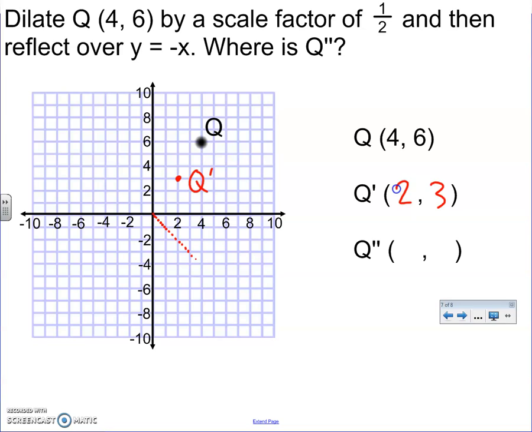You don't have to do the whole thing, just enough to reflect over. I'm going to count to the line in a way. So I'm going to go down 1, 2, 3, 4, 5. Then turning left 1, 2, 3, 4, 5. Here's my Q double prime. That is left 3, down 2. And you can check. Technically, you're jumping over this line. This is exactly the same distance as this.